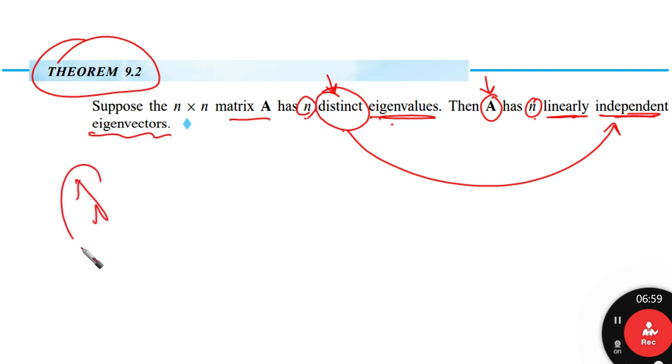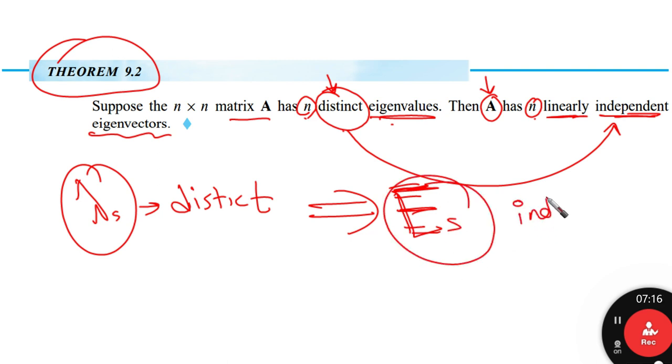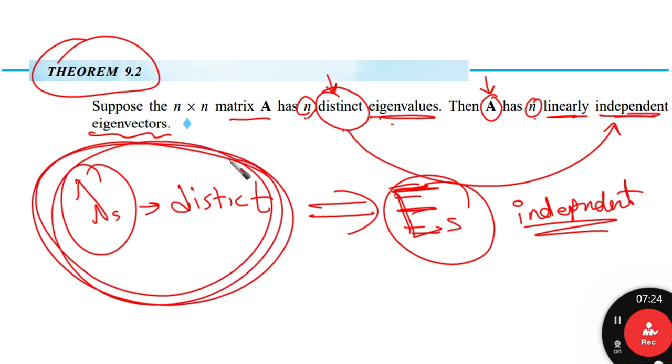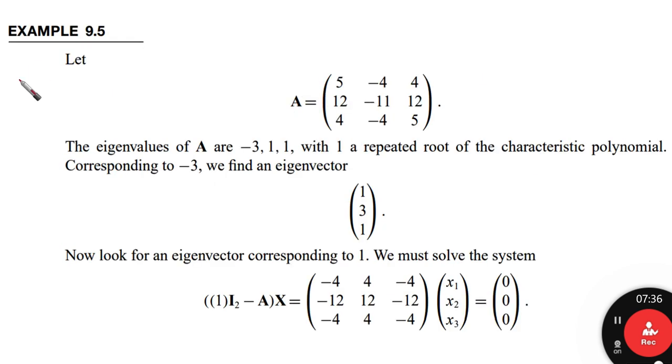If our lambdas are distinct, this means automatically that our eigenvectors are going to be what? Exactly, independent. That's very important. So the distinction of lambdas, or the eigenvalues, means linear independence of our eigenvectors. Okay, remember that very well. Now let's see this example that we are going to solve.